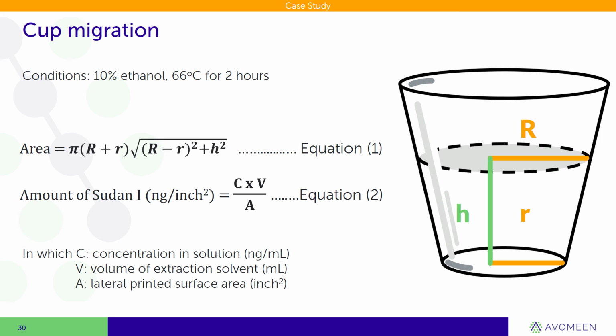Now, for a coffee cup, we use 10% ethanol. We could have used water, but 10% ethanol accounts for the fact that there is often milk or some amount of free integrated fat in the coffee. 66 degrees is fairly hot coffee. And how long does coffee sit around anyway? A 10-day migration study doesn't really make sense for coffee. So 2 hours is more than reasonable for a coffee cup.